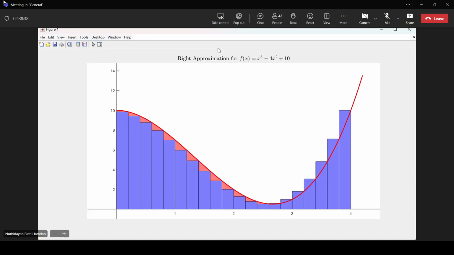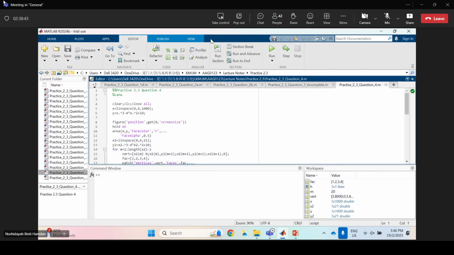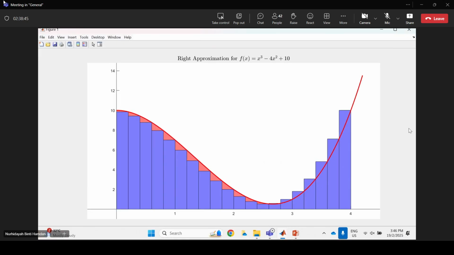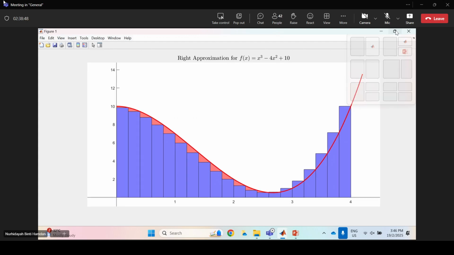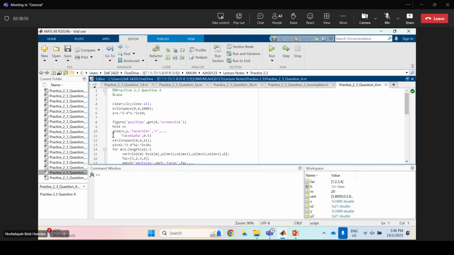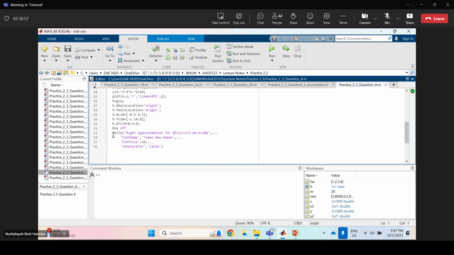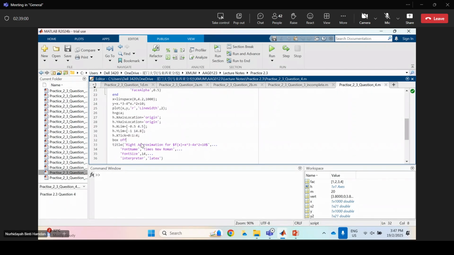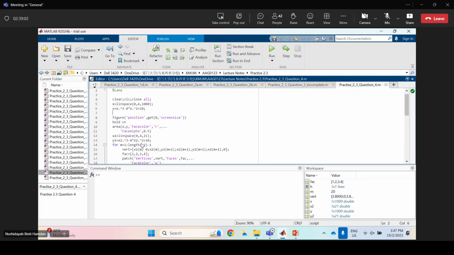Okay, so this is question 4, how your graph looks like. Why is it open full screen automatically? Because I set it here to be full screen. Here, screen size, get 0 screen size. So that's why it opens straight away.